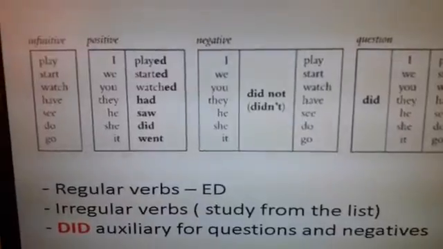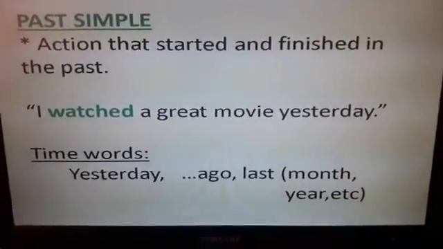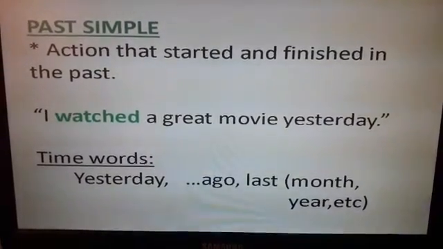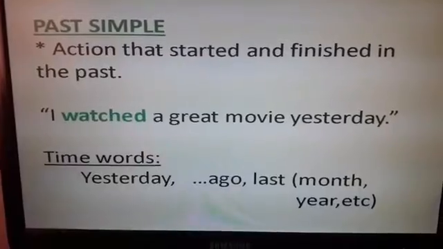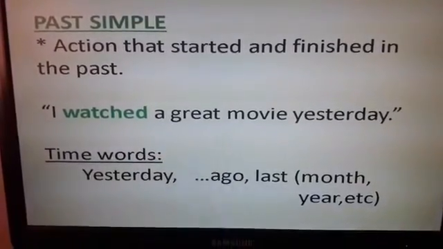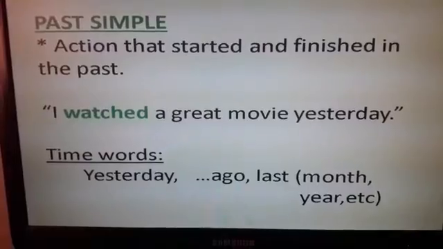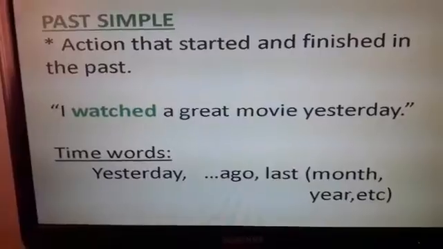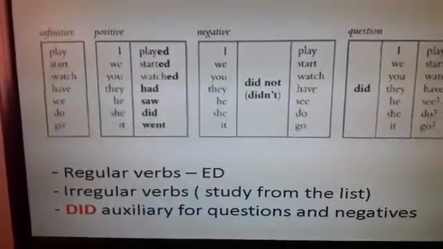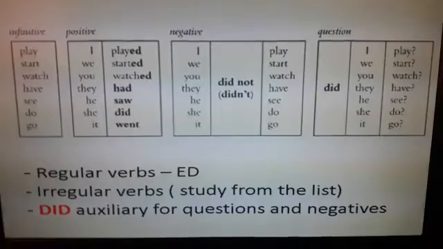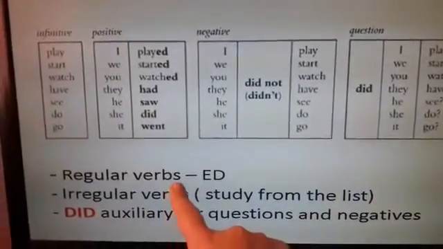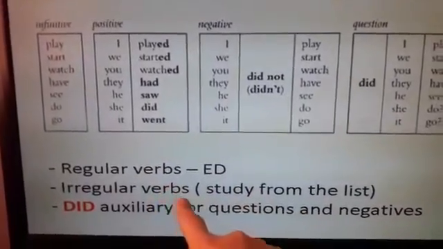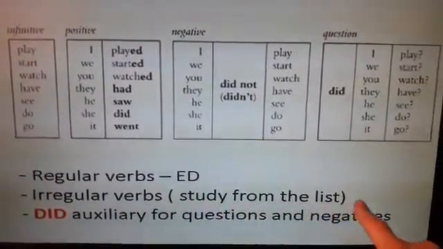Now, the past simple. We know that the past simple is an action that started and finished in the past. Like, for example, I watched a movie. Yes? And remember also that we use time words to indicate that it is the past, like yesterday, ago, last month, last year, etc. Now, in the past, there are regular verbs, the ones that end in ed, remember, and irregular verbs that are the ones that we have to study from the list.